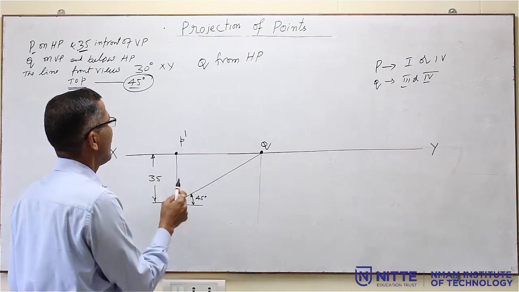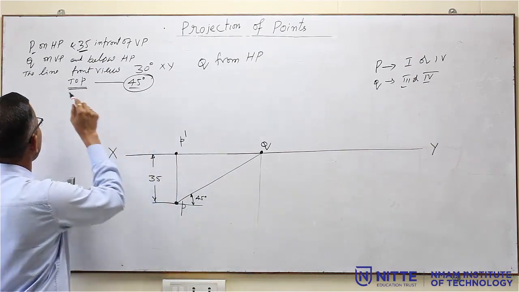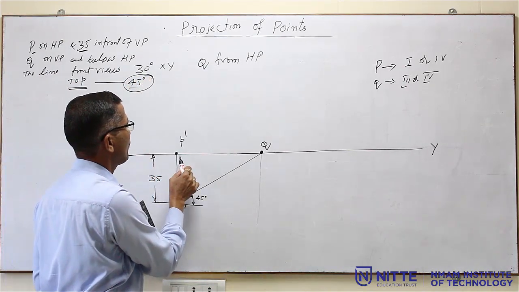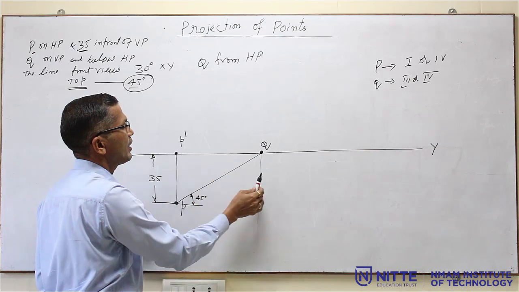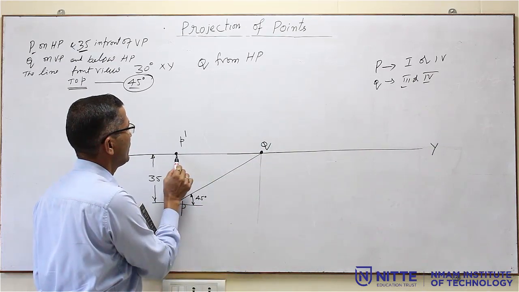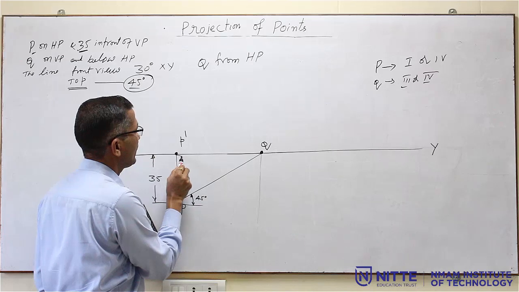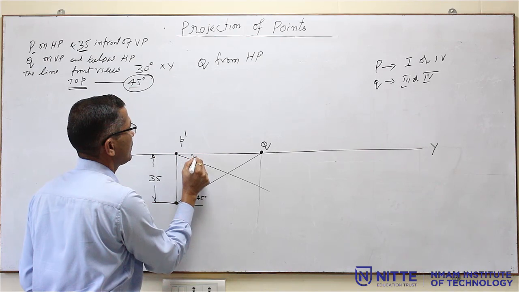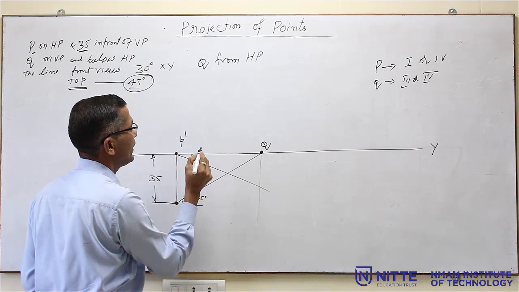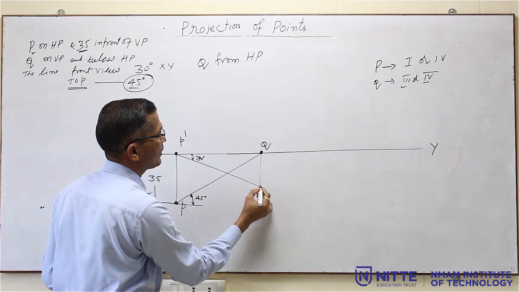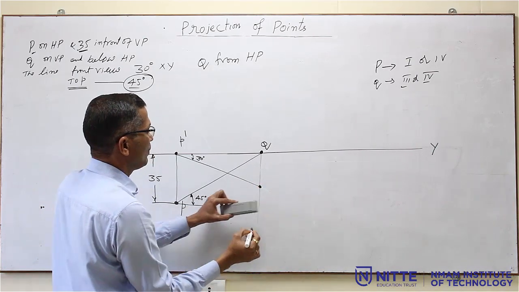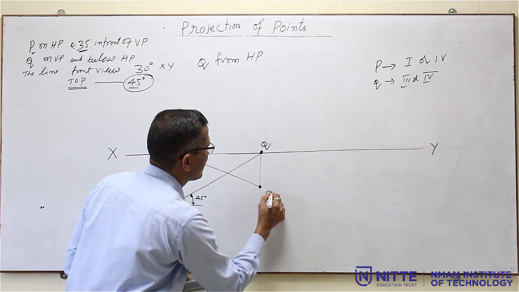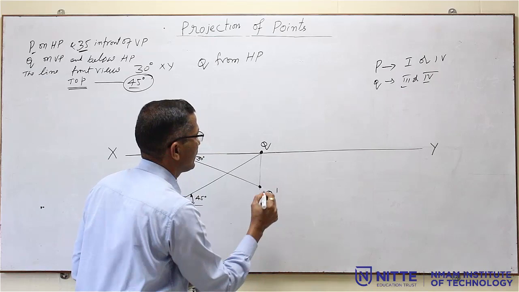light vertical line, and from p dash, because they are given one more condition, the line joining the front views makes an angle of 30 degrees. So, front views means one front view is here, the other front view will be on this line. So, from here you draw a light line at an angle of 30 degree. So, it will intersect here and locate that point and mark it and call that as q dash.